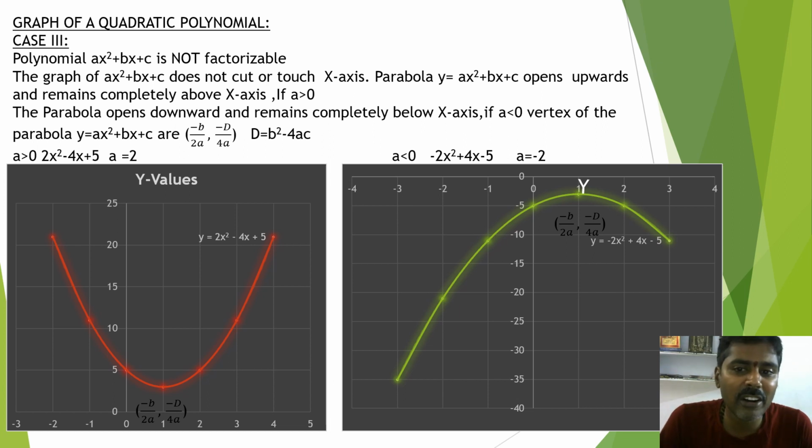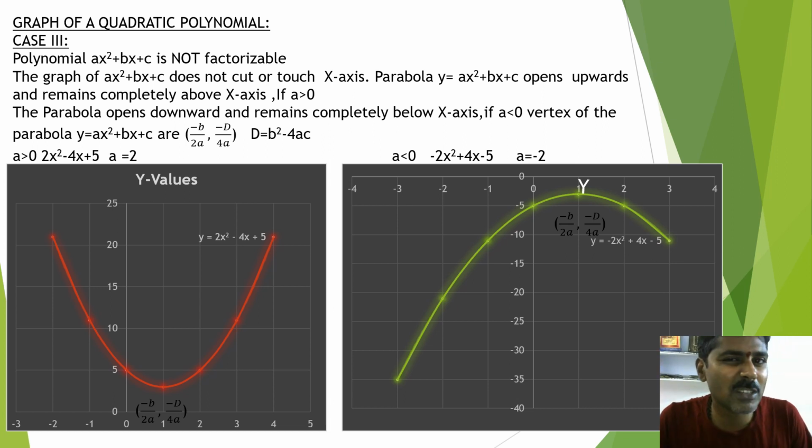And for upward and downward parabolas, you can say directly that when the coefficient of x square is positive, it is always upward, and when the coefficient of x square is less than 0, it is always downward. Except for these three cases, you will not get any other graph for a quadratic polynomial. So practice these, and I will explain again how to draw these graphs. These are the properties of the graph.